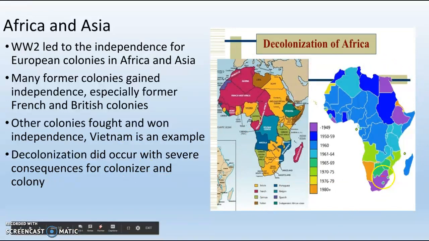We can see over here a map of Africa, and this map shows us which modern countries in Africa belong to which European country, and then over here on the right we can see when they got independence. So we can see South Africa was fairly quick, 1949. And then later into the 1980s with German Southwest Africa.